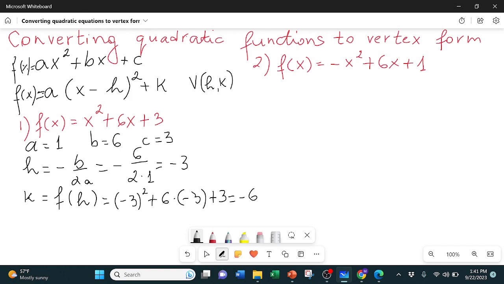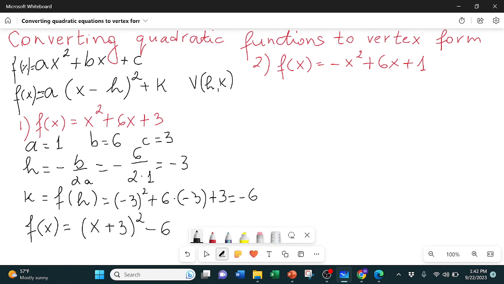Then we're going to be able to write our function using the formula. Instead of a, we're going to put 1. We don't write 1, we know. So x, take away h or minus h. h is negative 3, so it's going to be x plus 3 squared plus k. k is negative 6, so minus 6. And that's how we convert a standard form to vertex form.